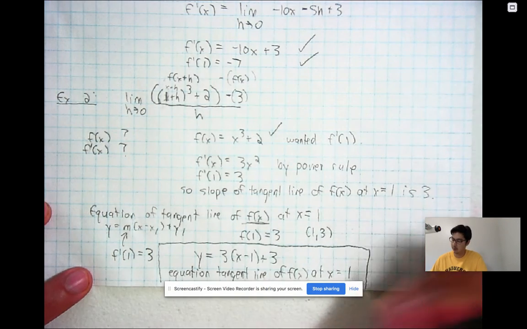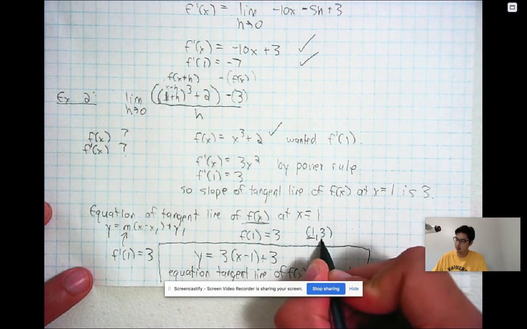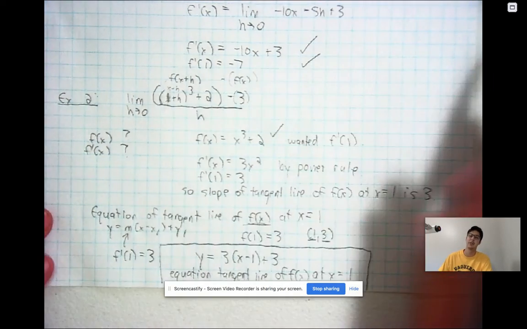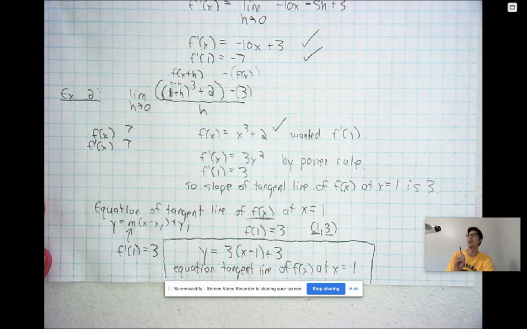Just make sure you find your second point, the 1, 3, by plugging into f of x, not the slope function, because we want to know where the function was located at that particular moment, and then what's the rate of change at that particular moment, which is why we need the derivative. So I hope that helps.